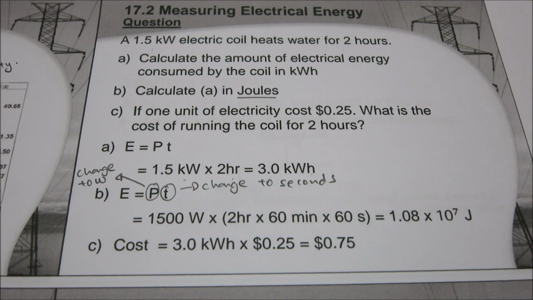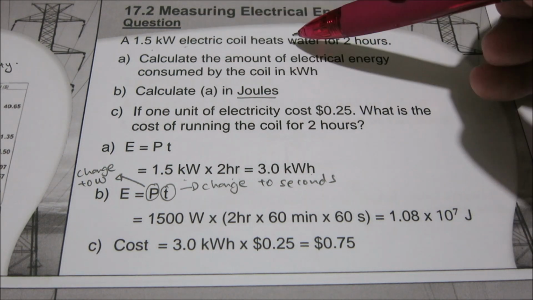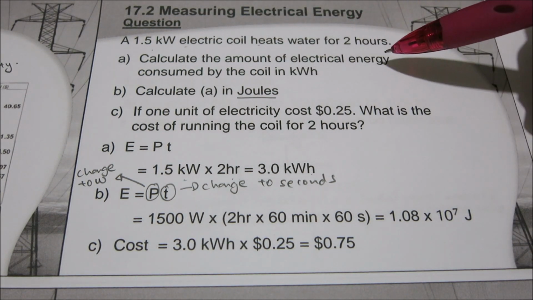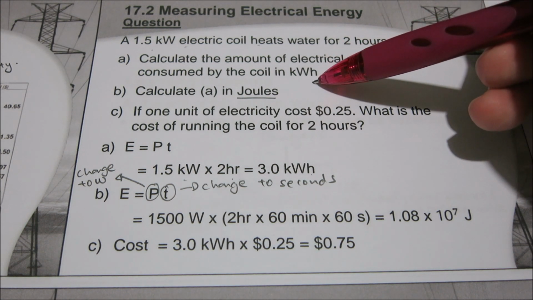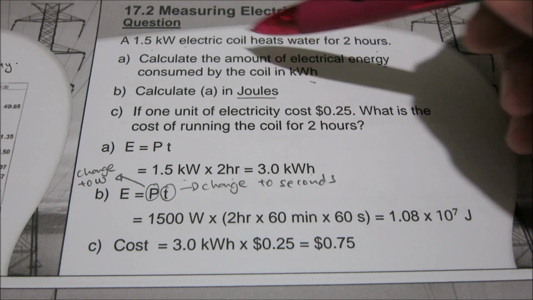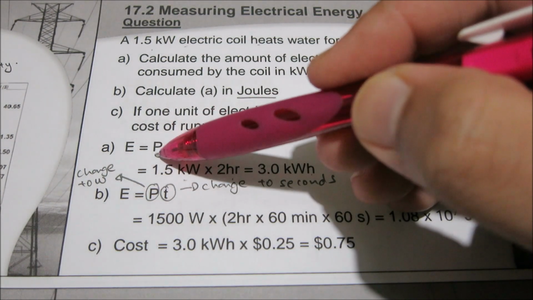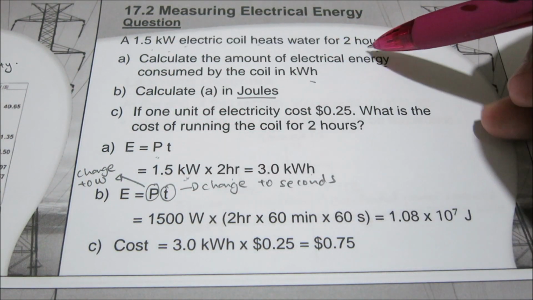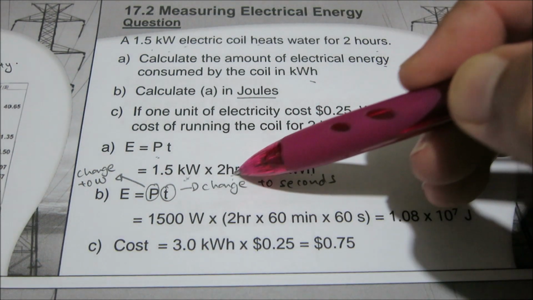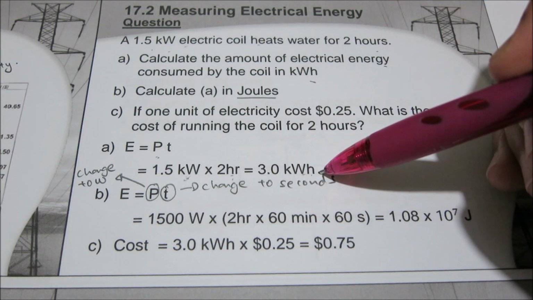So just a simple example, a 1.5 kilowatt electrical coil heater is used for 2 hours. Calculate the amount of electrical energy in kilowatt hours. So all you need to do is take energy equals power times time. The power, leave it in kilowatts, so it's 1.5. The time, leave it in hours, so it's 2 hours, so it just becomes 3 kilowatt hours.